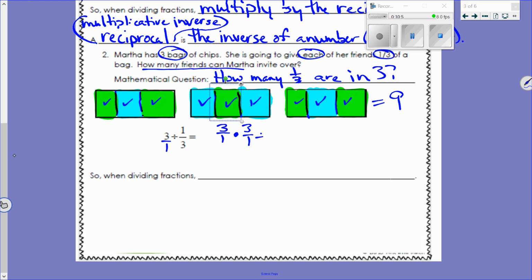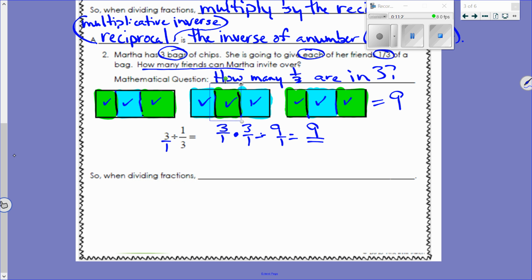So now I have 3 times 3, which is 9. 1 times 1, which is 1. 9 over 1 simplifies to 9. That's what our model showed us we should have gotten, correct? So even though when we think about it, 3 divided by 1/3, and I tell you 9, that doesn't seem to make any sense. But if you can actually see it and understand what we did, I took those 3 wholes, divided them into thirds, that now means I have 9 pieces. Make sense, everybody? Yes?